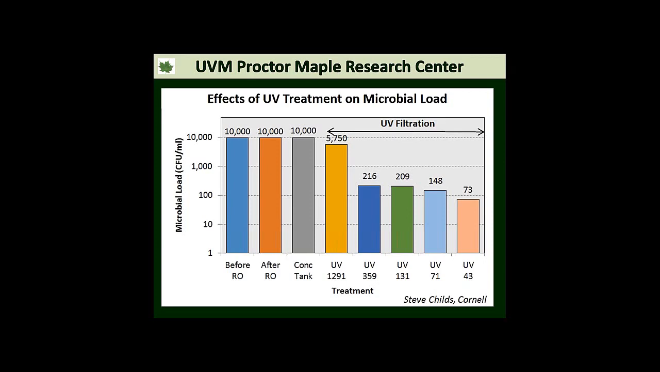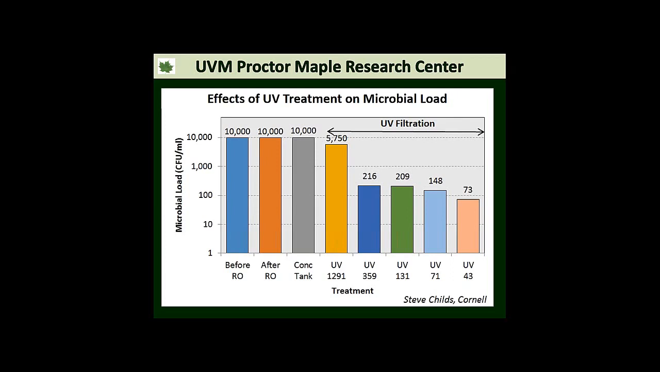So one thing that's been tried for a long period of time is using UV treatment to reduce the microbial load, and it turns out it can be really, really effective or completely ineffective, depending upon how you do it. This is another study that Steve Childs did where he looked at microbial load. And again, notice this is a logarithmic scale, so this goes from 1 to 10 to 100 to 1,000, 10,000. So what he found was before the RO, they had over 10,000. You can only count up to 10,000 with the devices he was using, up to 10,000 microbes per milliliter.